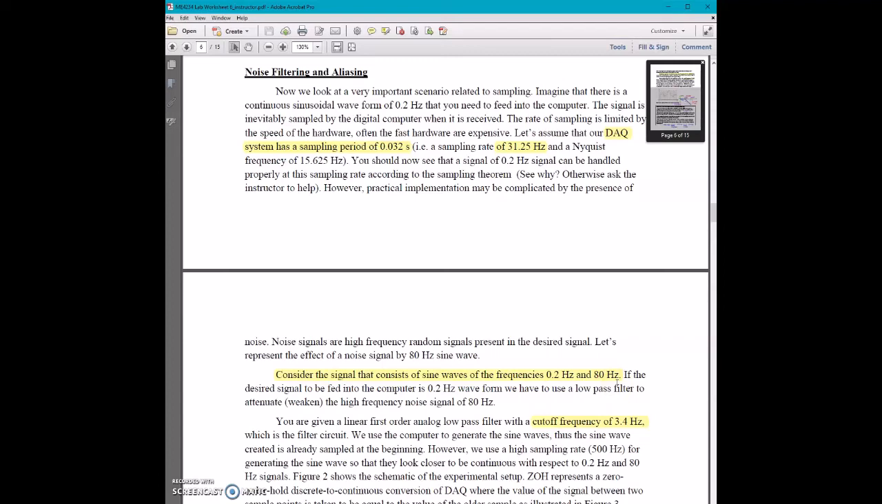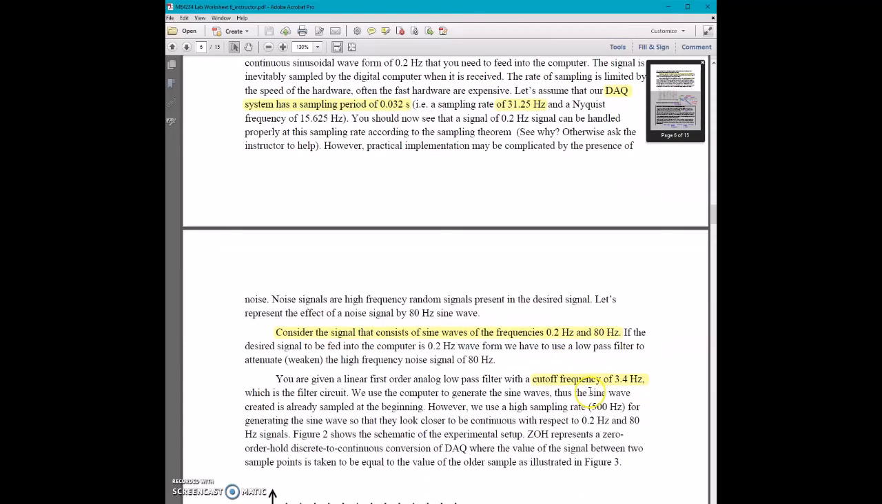What will happen? First we're going to put it through the filter. Why? Because we're trying to filter out the high frequency noise at 80 Hertz. And the cutoff frequency, this is a typo, is 3.18 Hertz. I checked. The cutoff frequency is 3.18 Hertz, to filter out the 80 Hertz noise.